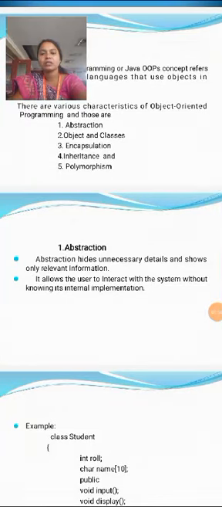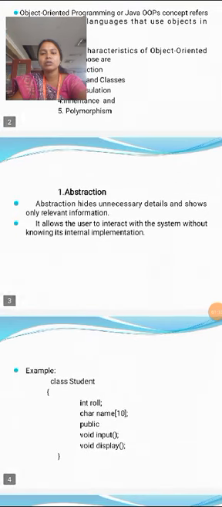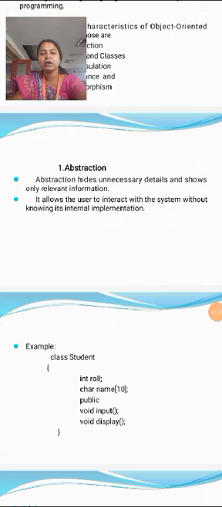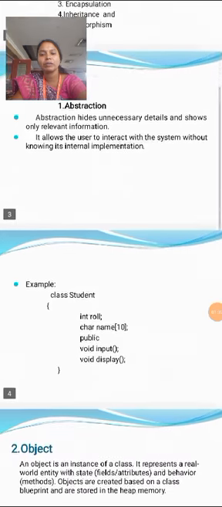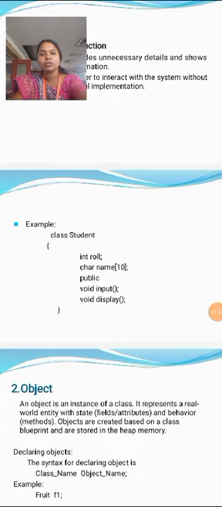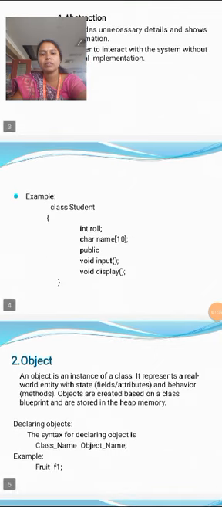In that abstraction, if you take an example of student, we have to create the class. The class name is Student, and the student has int roll, the roll number, and then name, then public void input and then void display. The class contains data fields and methods to represent the data fields and methods.